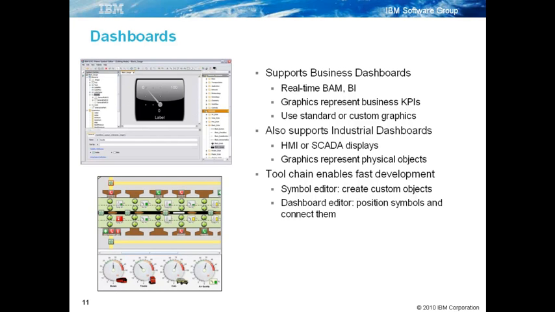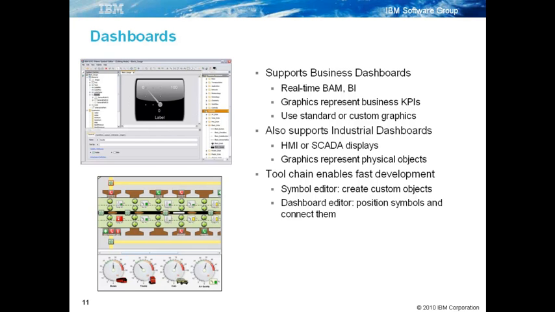Dashboards created with JViews Enterprise can be one of two types, a business dashboard or an industrial dashboard, shown in the lower image. Both types of dashboards are for monitoring. In other words, the graphic objects will show changes to the underlying data in real time. Business dashboards, also called business activity monitoring and business intelligence displays, use symbols to display business key performance indicators. The symbols on these displays are typically dials, charts, gauges, and the like, but with JViews Enterprise they can be any symbol that has been created with the symbol editor.